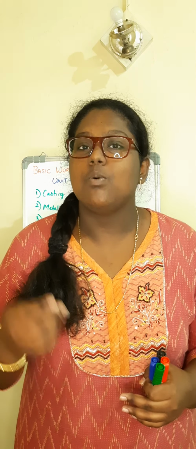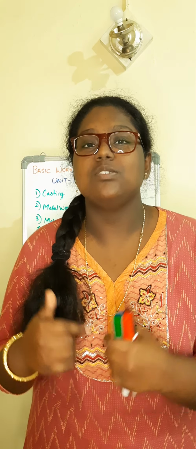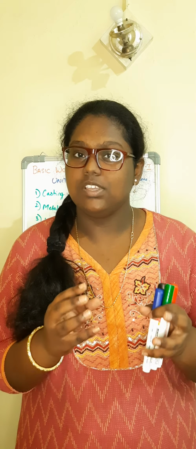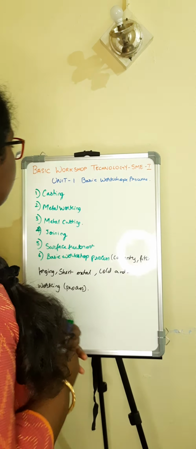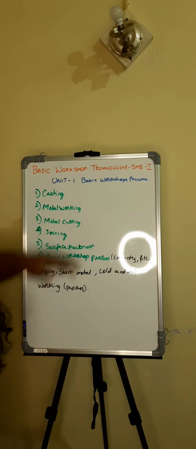So basically in the workshop we have four types: carpentry, fitting, forging and blacksmith. These are the small categories of basic workshop technology which I'm going to explain in all the videos, covering the tools and their usage and the processes of those particular terms. First we are going to deal with the basic workshop processes.